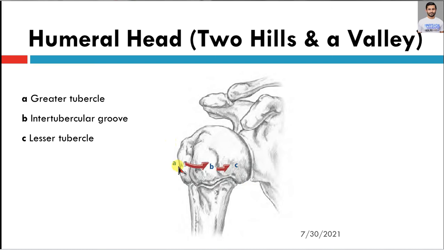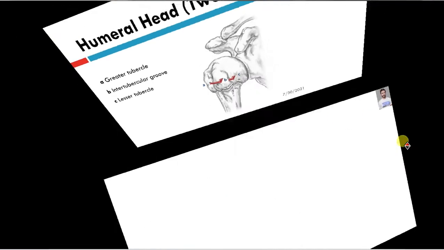This is again very important clinically, because in patients where there is bicipital tendinitis, this is the site you need to palpate for the tenderness and irritation of the long head of the bicep. The long head of the bicep passes through the intertubercular groove, and then it gets attached to the supraglenoid tubercle above. And it is a very important stabilizer of the glenohumeral joint as well.